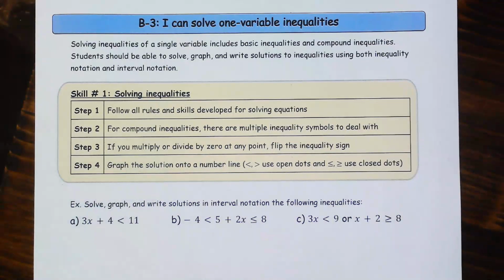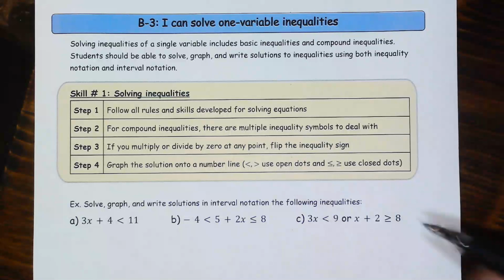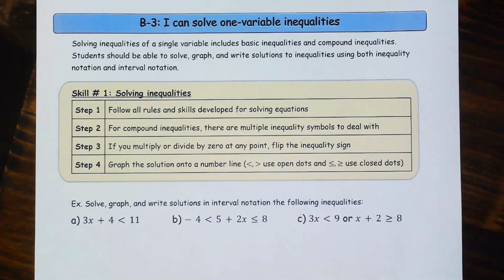If ever you multiply or divide by a negative, you need to flip your inequality signs. And then graph the solution onto a number line. Use open dots with less than or greater than. You use closed dots with less than or equal to or greater than or equal to.